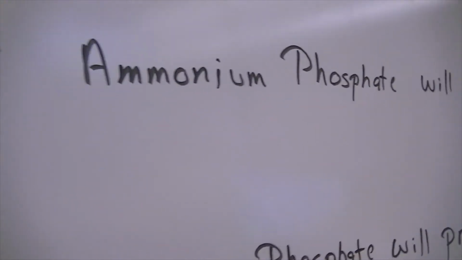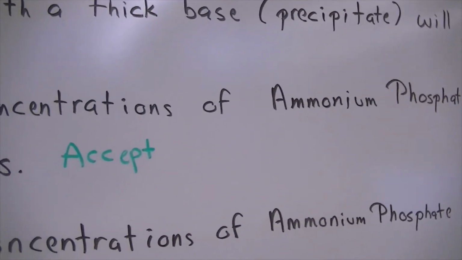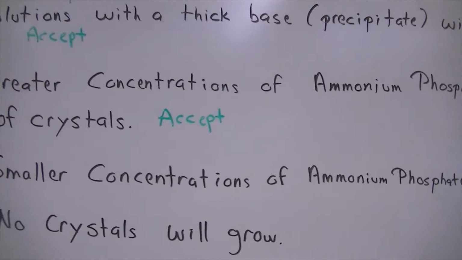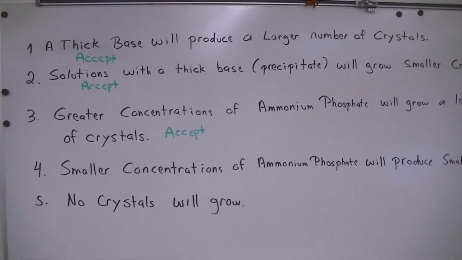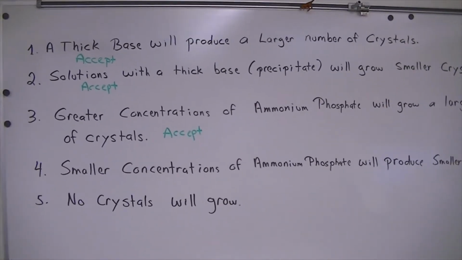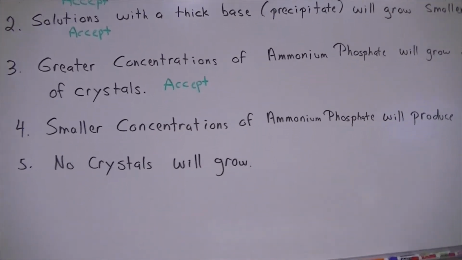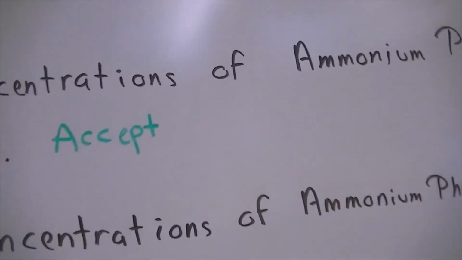But then when it comes to smaller concentrations of ammonium phosphate will produce smaller crystals, we're going to reject that. And no crystals at all will grow. We're going to reject those. So we're going to reject 4 and 5.